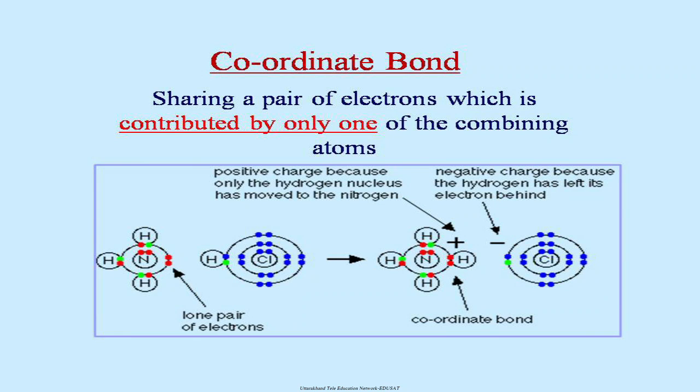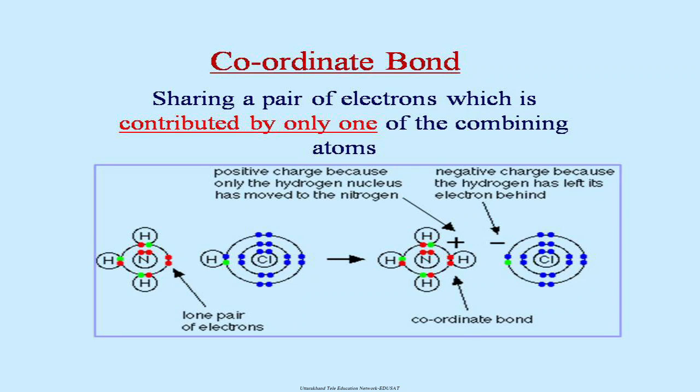Through this we can see that a positive charge occurs because only the hydrogen nucleus has moved to the nitrogen. Here this bond pair gets shifted to the HCl, and as a result the positive charge is produced on the NH3 molecule. The negative charge arises because the hydrogen has left its electron behind. Here the nitrogen gives its electron pair to the chlorine, so the negative charge is obtained as a result of the transfer of the electron pair to the chlorine. This type of bonding is called coordinate bonding.